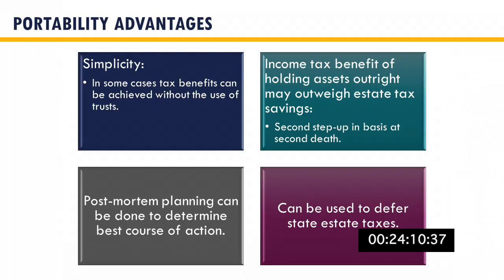The other benefit of portability, which is actually becoming more important, possibly, is the fact that you have an opportunity for a second step up in basis. So I die today, my assets get a step up in basis. Everything goes to my husband. He dies 20 years from now, he gets another step up in basis. So, with the exemptions staying high like they are now, you're passing a lot of net worth to the next generation, but still have that additional income tax savings on top of the estate tax savings.